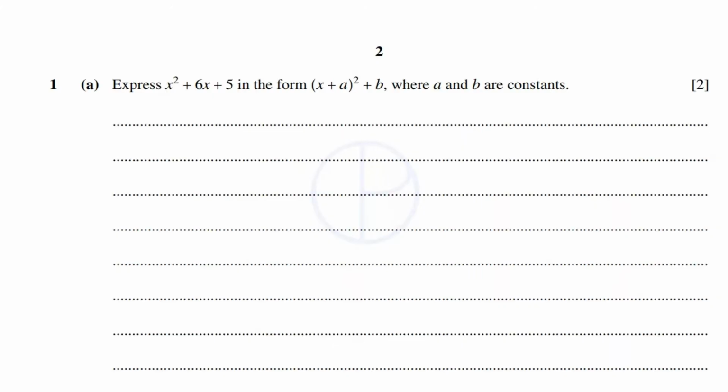So what's the coefficient of x? It is here 6. 6 divided by 2 is 3. So write (x plus 3) the whole squared. Subtract 3 squared. And 5 is there, so plus 5. (x plus 3) the whole squared minus 9 plus 5 gives negative 4.